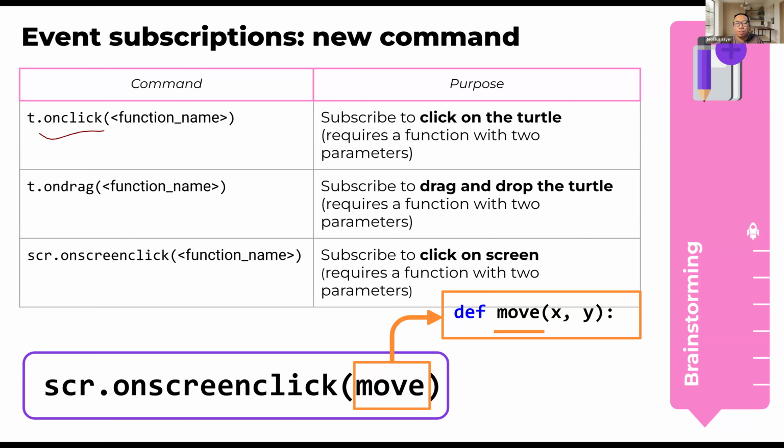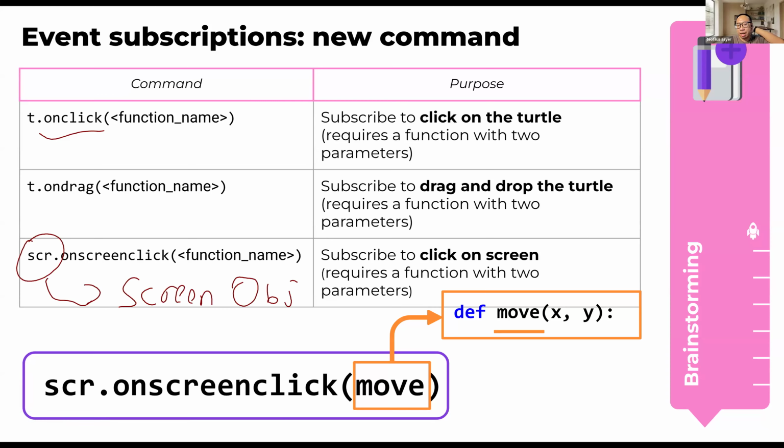That's why, if you see, the object is kind of different. The target object is now using SCR that you just made before. Not T, but SCR, because this is the screen object now. Do you get it? Okay, SCR dot on screen click.